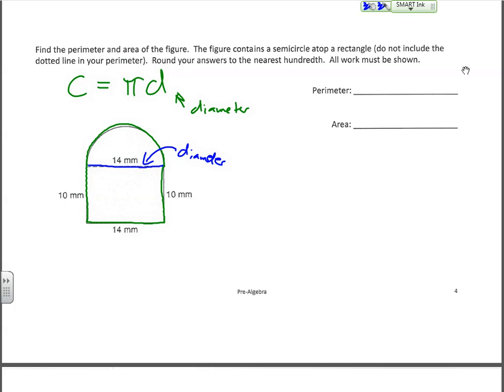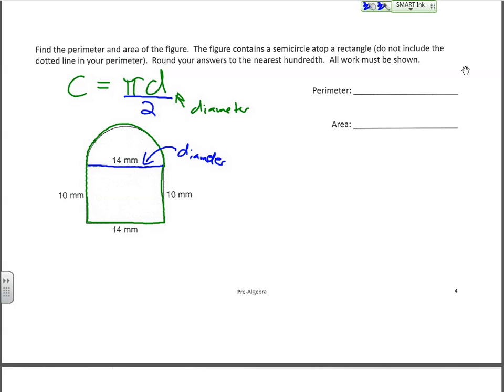Okay? So the actual formula for circumference is pi times the diameter, but based on what we have here, you're going to have to divide that by 2 to get the circumference of this half circle. So the divide by 2 isn't part of the original formula. It's a manipulation that you need to do based on the context here. Okay?